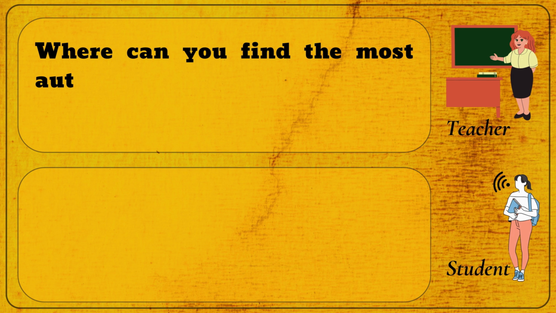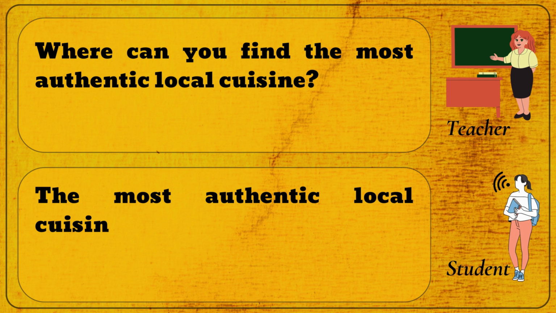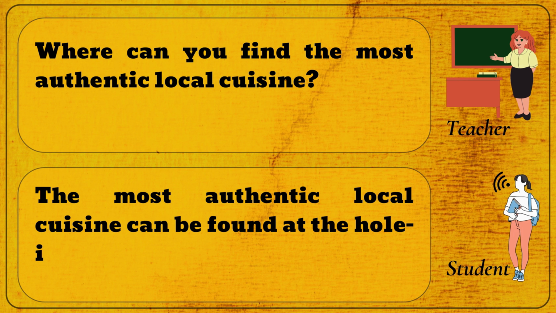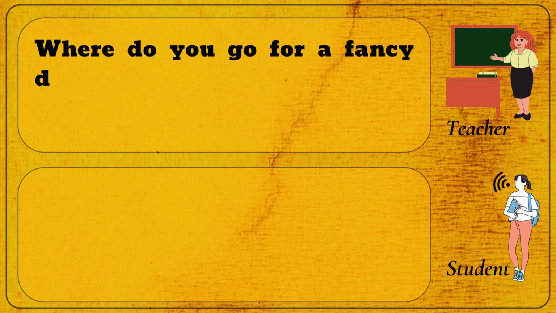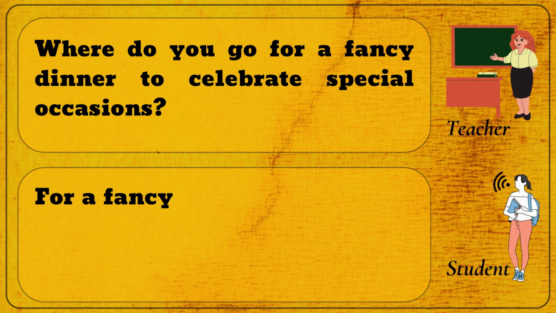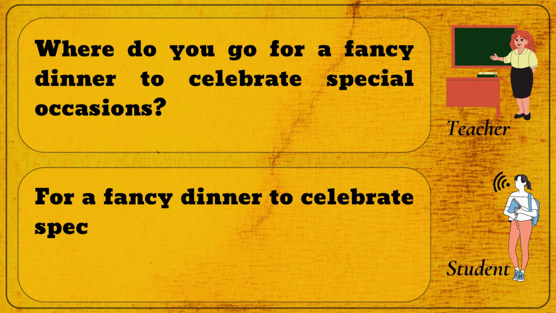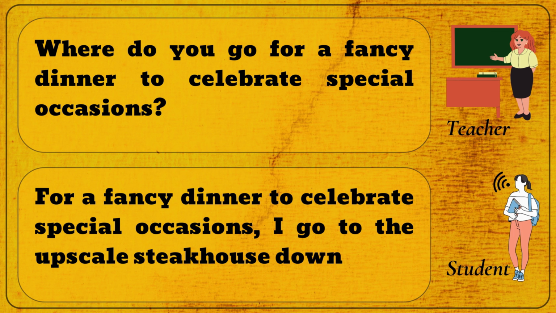Where can you find the most authentic local cuisine? The most authentic local cuisine can be found at the hole-in-the-wall restaurants in the Old Town. Where do you go for a fancy dinner to celebrate special occasions? For a fancy dinner to celebrate special occasions, I go to the upscale steakhouse downtown.